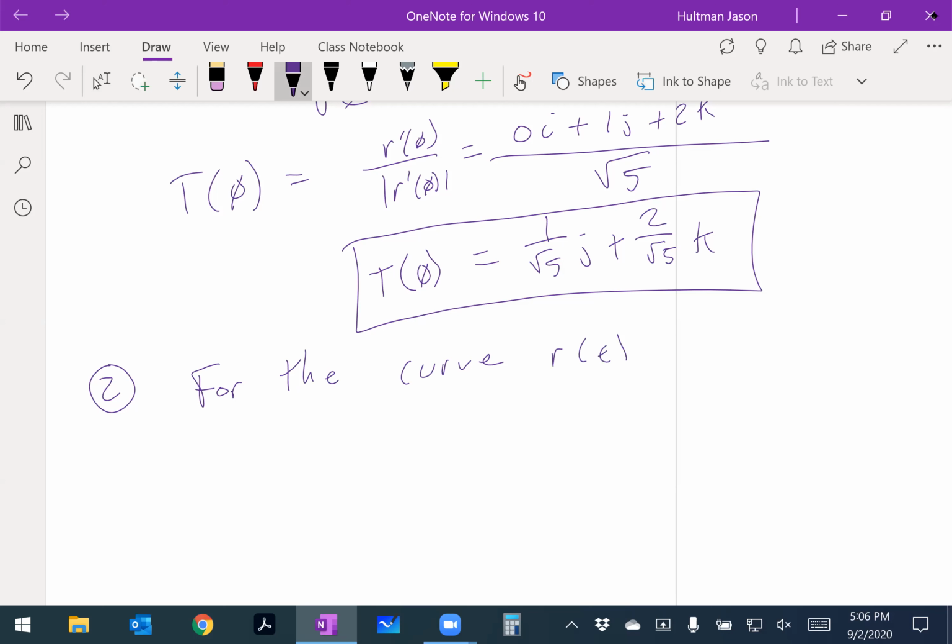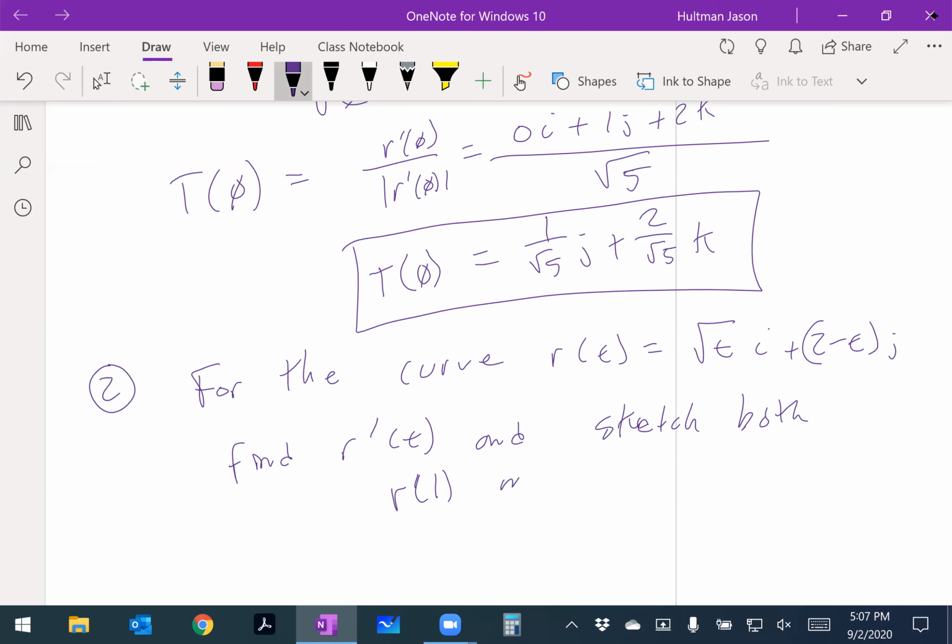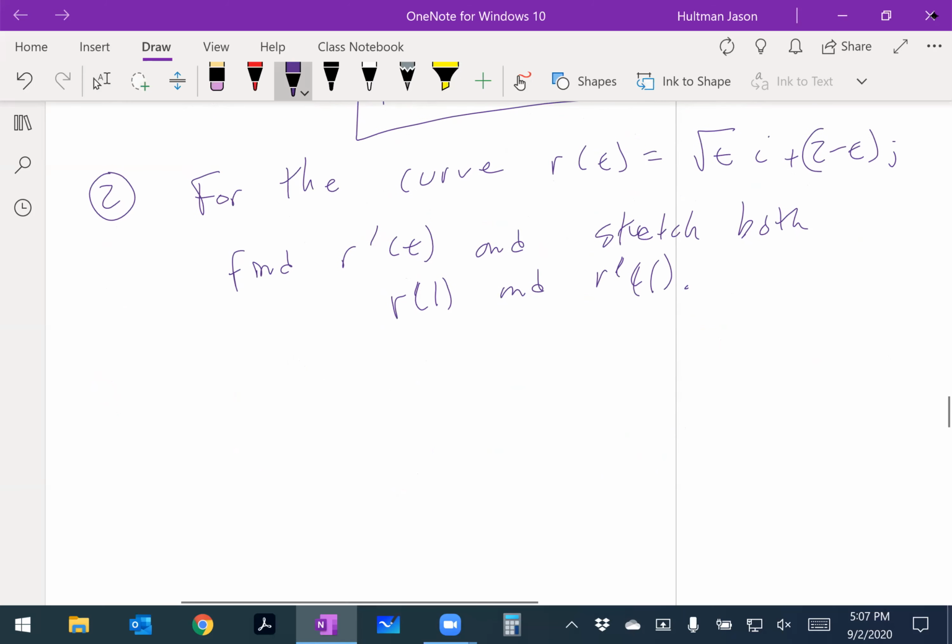For the curve r of t equal to radical t i plus (2 minus t) j, so this is in R2, find r prime of t and sketch both r of 1 and r prime of 1. Okay, let's see what happens here.